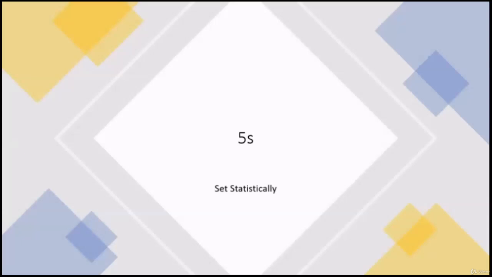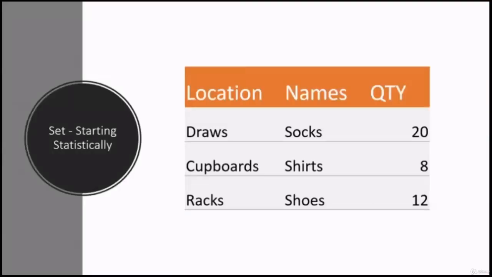Over here we will analyze our progress and start off with some really basic stuff. This is how we can start off statistically analyzing our set. I've written down a location, the name of the item, and the quantities. In this case we've got drawers, cupboards and racks for location, and socks, shirts and shoes for item names. We've noticed the quantity of socks is 20, so we can analyze this in much further detail to see if it's actually a good place to set these socks inside the drawer.